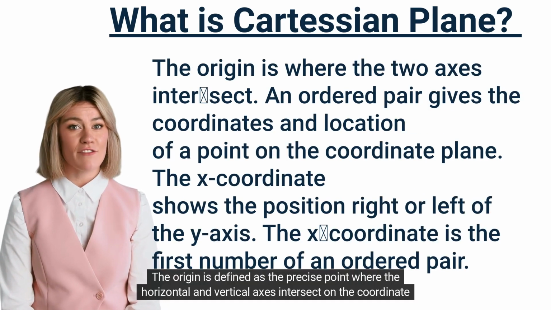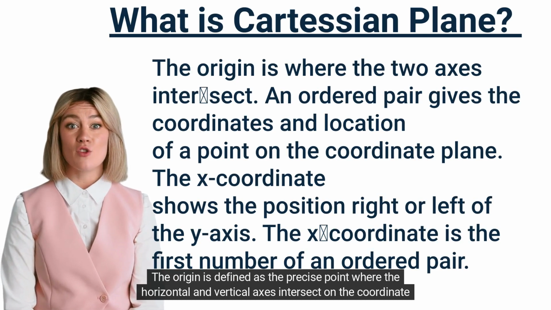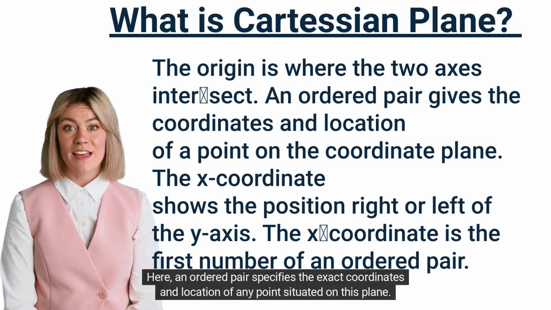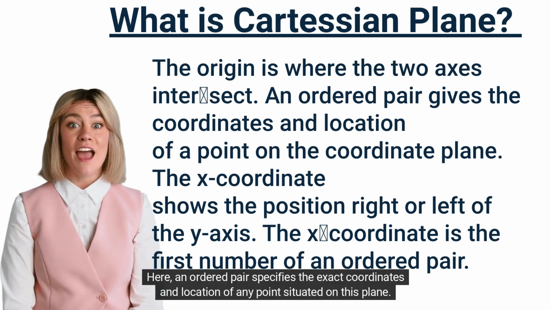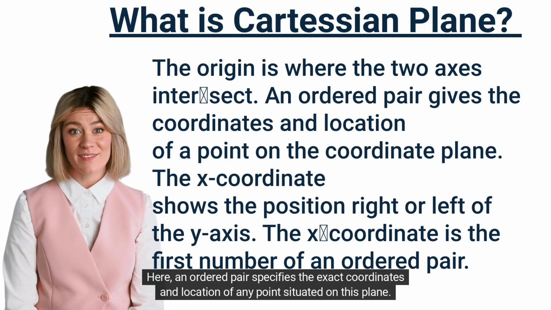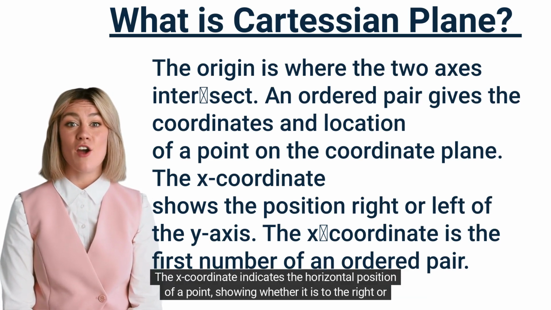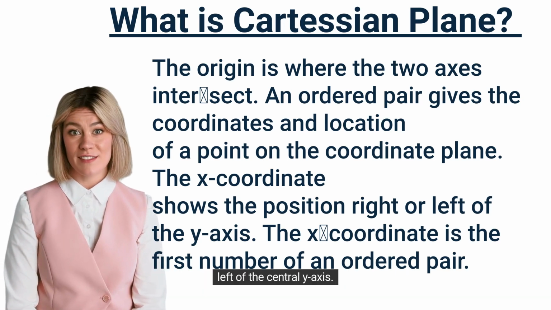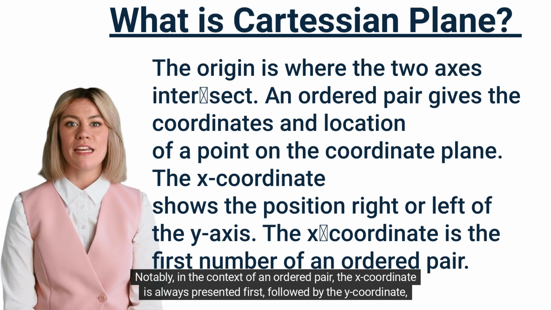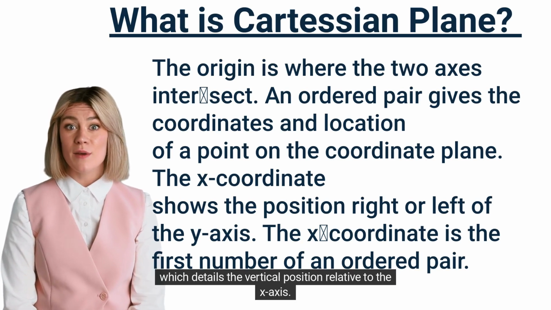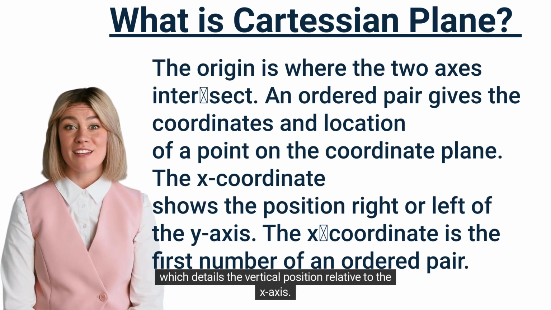The origin is defined as the precise point where the horizontal and vertical axes intersect on the coordinate plane. Here, an ordered pair specifies the exact coordinates and location of any point situated on this plane. The x-coordinate indicates the horizontal position of a point, showing whether it is to the right or left of the central y-axis. Notably, in an ordered pair, the x-coordinate is always presented first, followed by the y-coordinate, which details the vertical position relative to the x-axis.